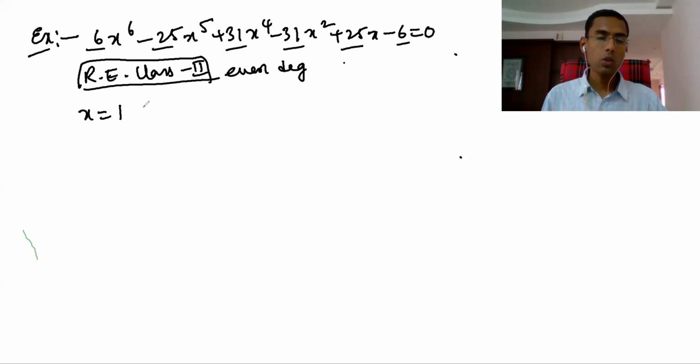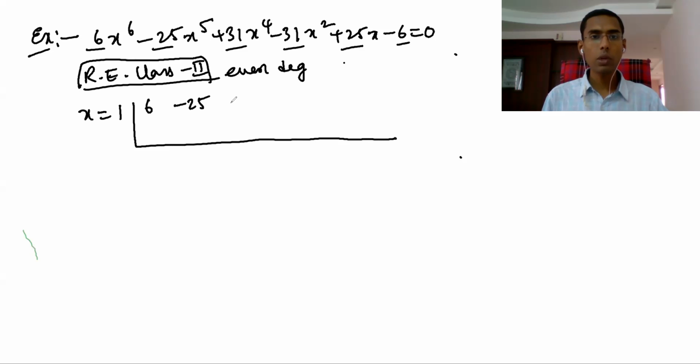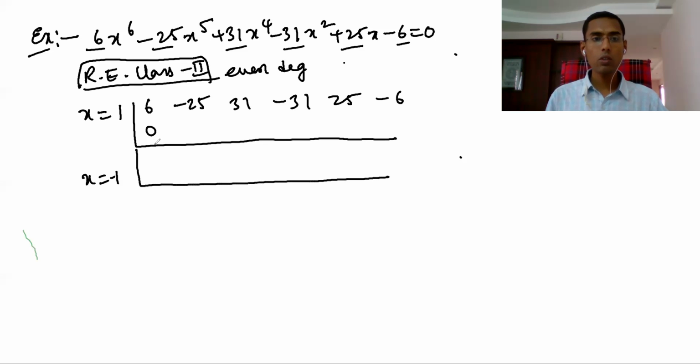So therefore what you can do here, x equal to 1 if you put, it is a root. Therefore you take this and then you solve it by synthetic division like this, minus 31, 25, minus 6. I think you understand this. So then you get it. Then again you divide, because x equal to minus 1 is also a root. So you again divide with x equal to minus 1. Then you get a fourth degree equation here.